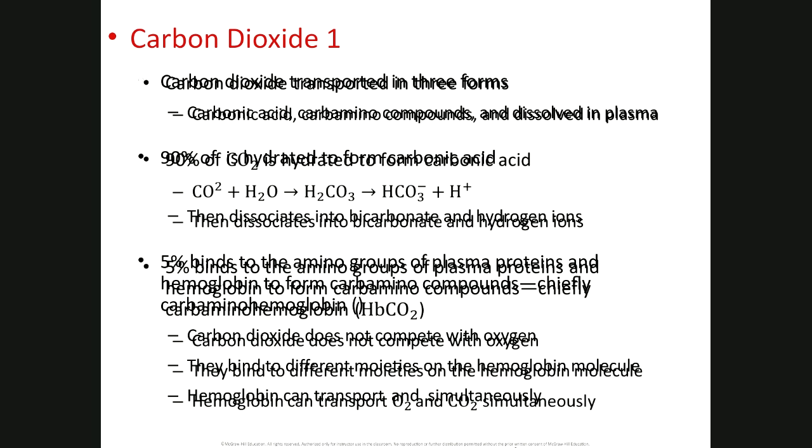Carbon dioxide is transported in three forms: as carbonic acid, carbamino compound, and dissolved in the plasma. This is your equation for that picture where you have carbon dioxide plus water coming into bicarbonate, HCO3, plus H ion. HCO3 is a bicarb. It says that it's 5% for the amino acid to form into carbamino compounds, which will be used later on.